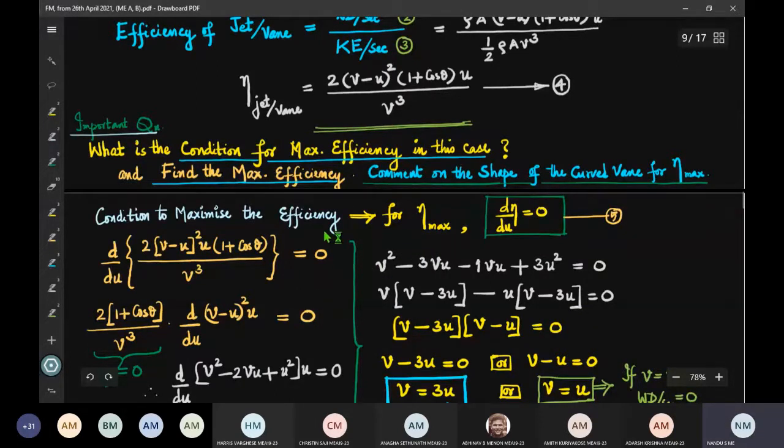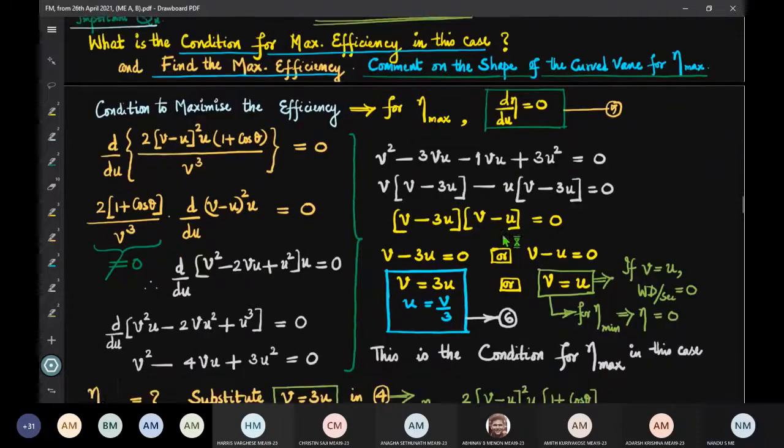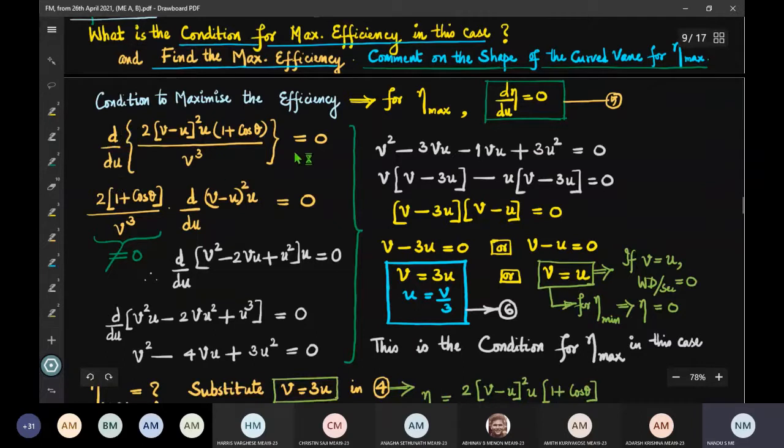So the condition to maximize the efficiency, or for eta max, we take the derivative of efficiency with respect to the velocity of the plate, that is u, d eta by du, and equate it to 0. So you have d eta by du equal to 0. From this you can optimize or maximize efficiency. So d by du of this efficiency expression, 2 into (v minus u) whole squared into u into (1 plus cos theta) by v cube, and then we equate that derivative to 0.